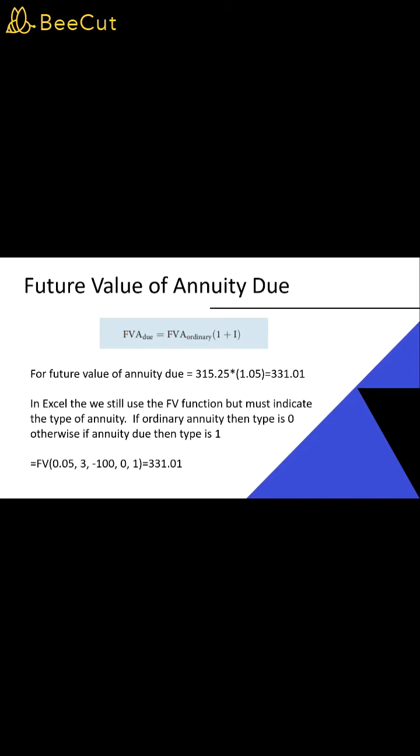In Excel, if you want to calculate the future value of an annuity due, the main difference is that instead of a 0, you would put a 1 right over here, and that would automatically give you 331.01, the same amount that you just calculated by hand.